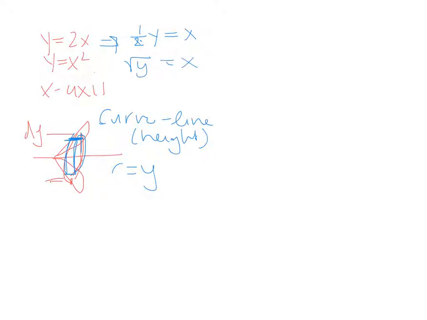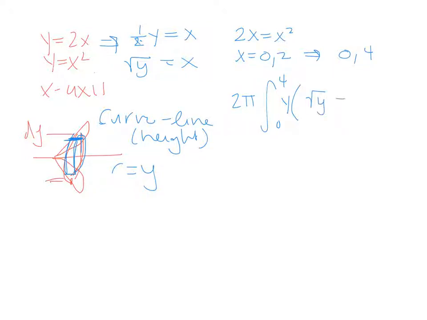And if I set 2x equals 2x squared, I'll get the same x equals 0, 2. But I don't want x, I want y. So those translate into 0 and 4. And I write down, so I'm ready. 2 pi, 0 to 4, y, and my height is curve minus line. So square root of y minus 1/2 y. So we're going to integrate that. We're going to see if we get that same 64/15 answer.